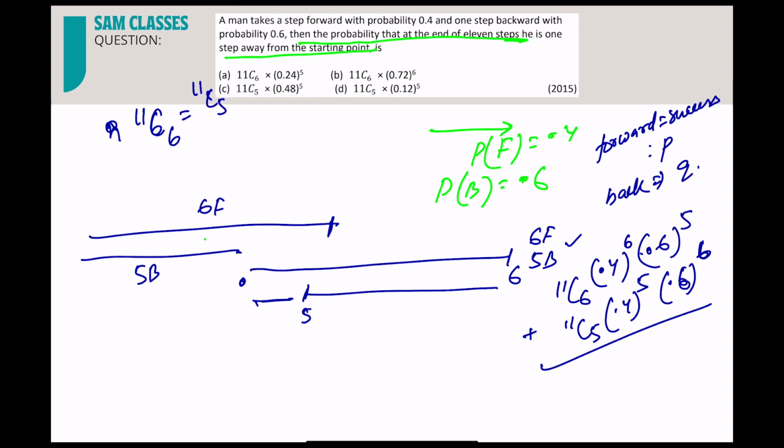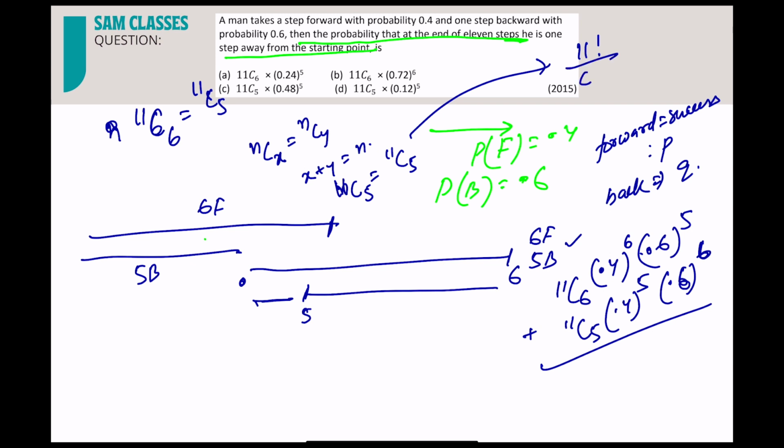Now you'll remember we learned one formula in first PU: nCx is equal to nCy if x plus y is equal to n. So here 11C5 is equal to 11C6. You'll get the same thing. Basically, if you do it, you'll get 11 factorial by 6 factorial into 5 factorial, and the same thing for the other also.